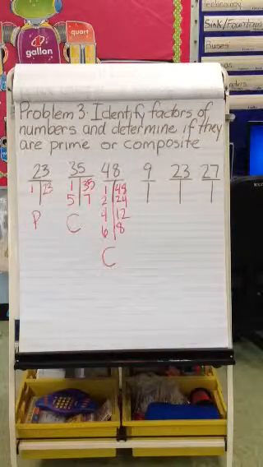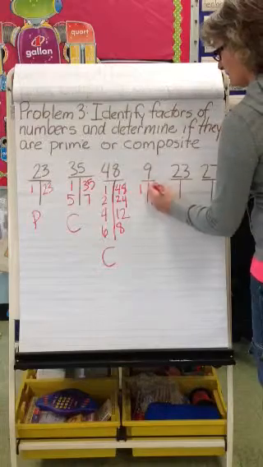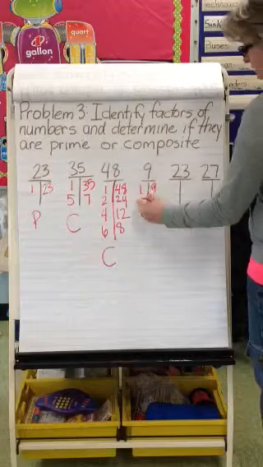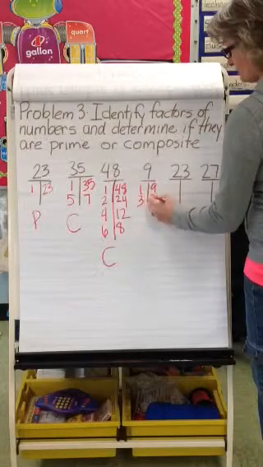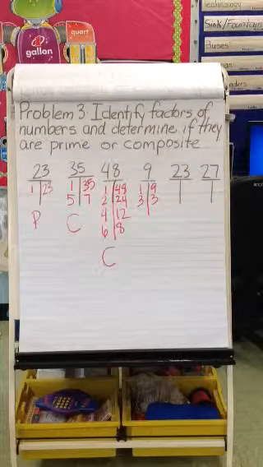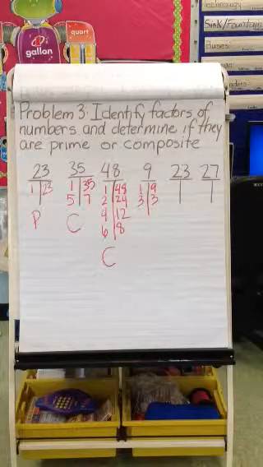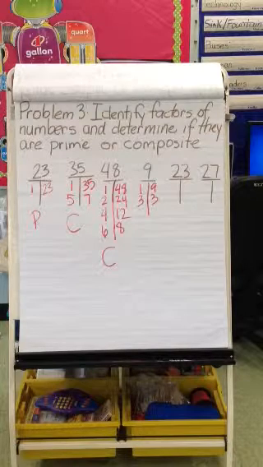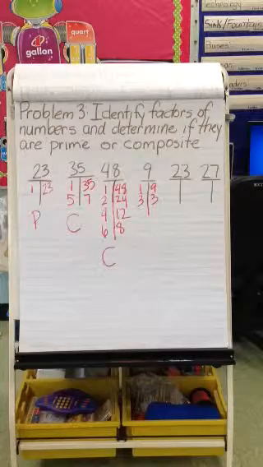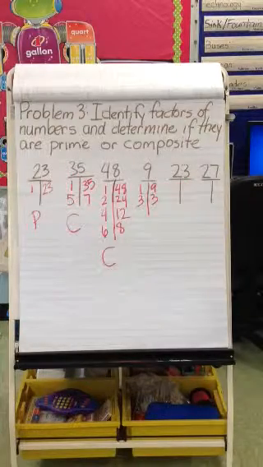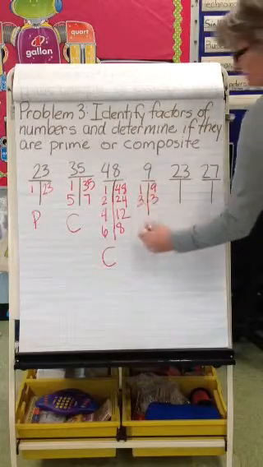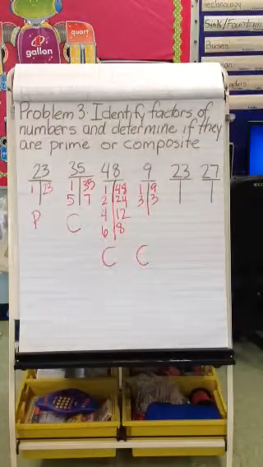9. Let's list the factors. 1 times 9. Is 2 a factor? No. 3? Yes, 3 times 3 is 9. Is 4 a factor of 9? No. Is 5 a factor of 9? No. Is 6 a factor of 9? No. 7? No. 8? No. 9. Okay, we're back to the other side. 9 has 3 different factors: 1, 9, and 3. That means it's composite.